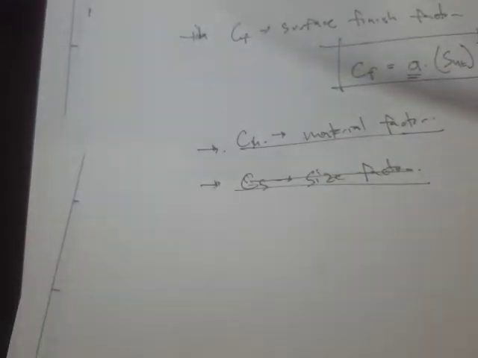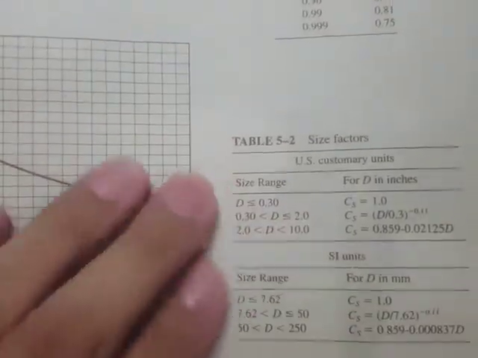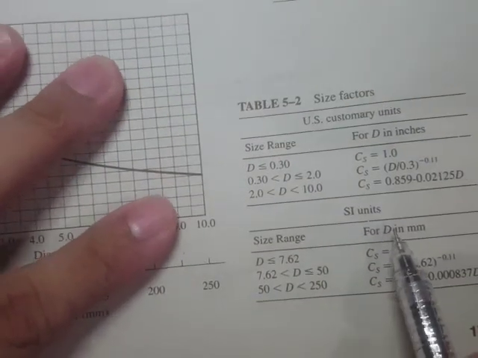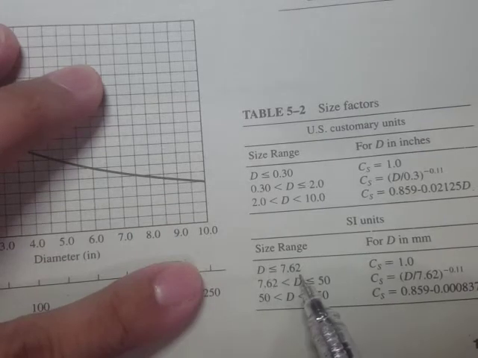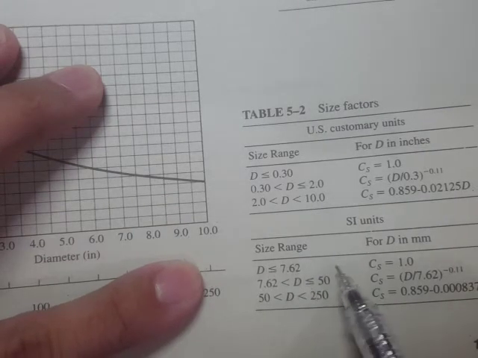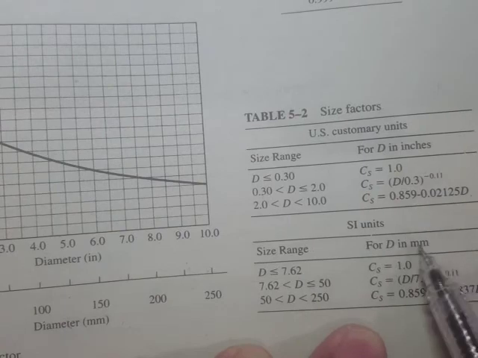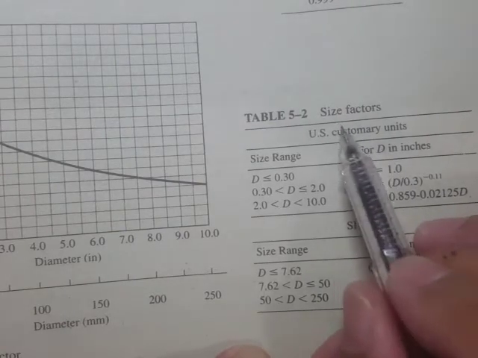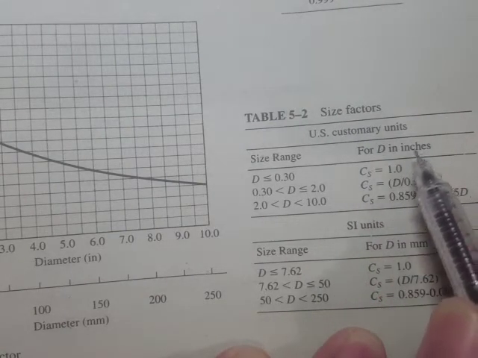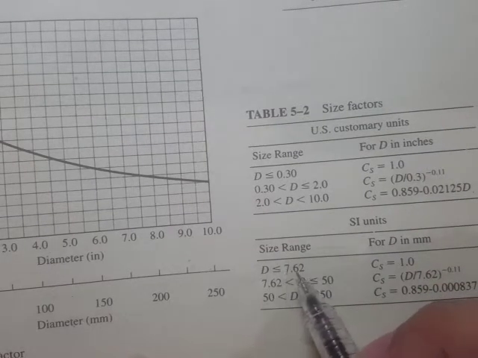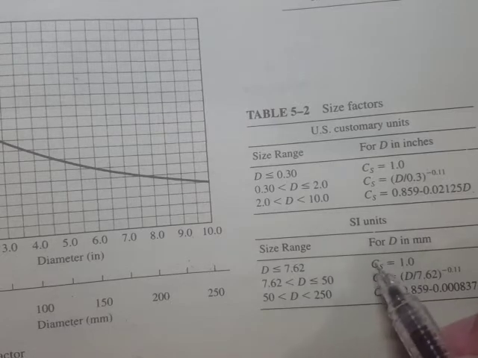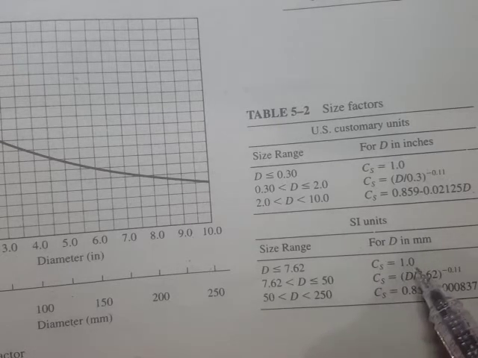Okay, so for the size factor, we are going to go to the table, and right here for the SI units. It says here that if we have a diameter that's less than 7.62, and by the way, this is in mm, and right above here is in inches, right? So if we have a size range less than 7.62 mm, then the size factor is just 1.0.